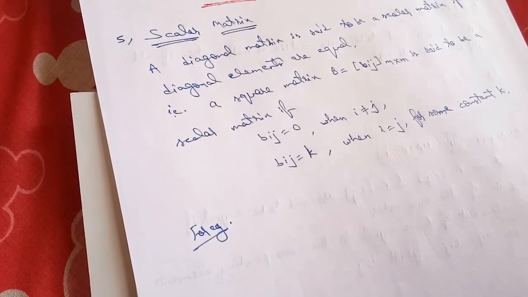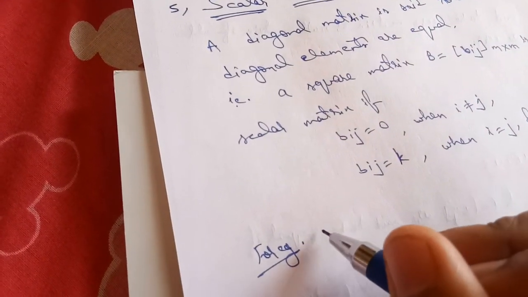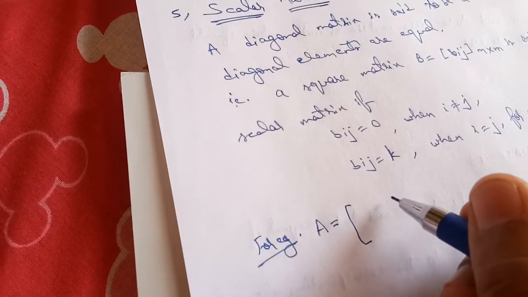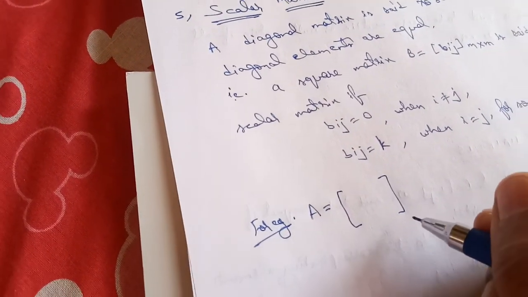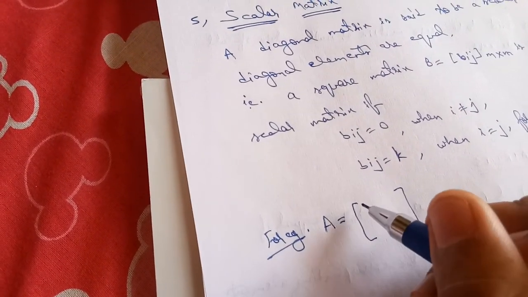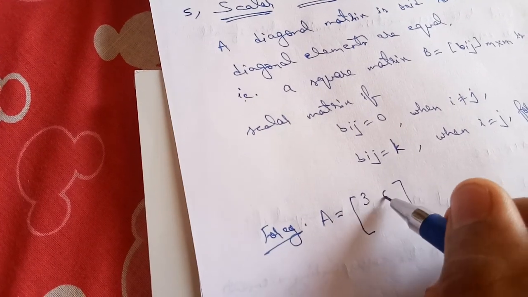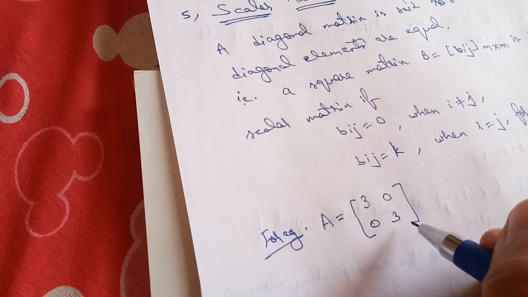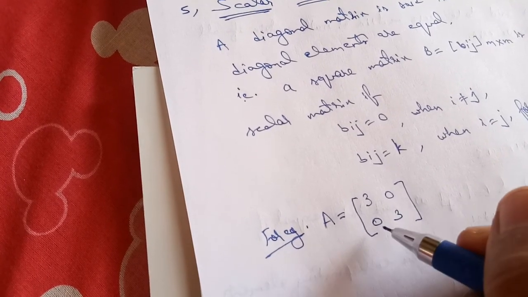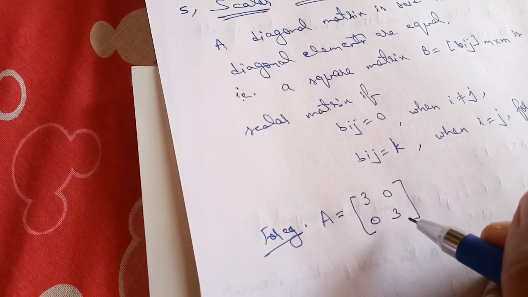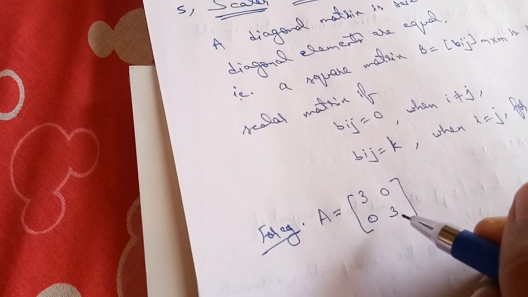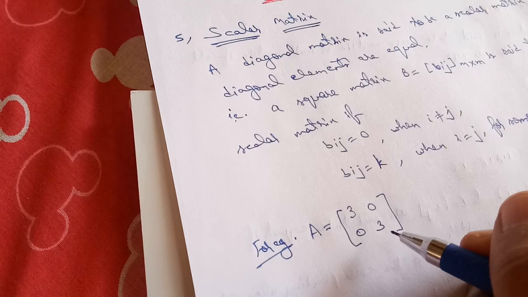Suppose in an example you can be clear. Suppose we take an example as matrix A. Suppose we take it as a 2 cross 2 matrix, right? 2 cross 2 means 2 rows and 2 columns. Suppose we take here 3 0 0 3. So this is the diagonal position, right? And the non-diagonal elements are 0, so it is a diagonal matrix and the diagonal elements are the same, that is 3. So this is called a scalar matrix, right?